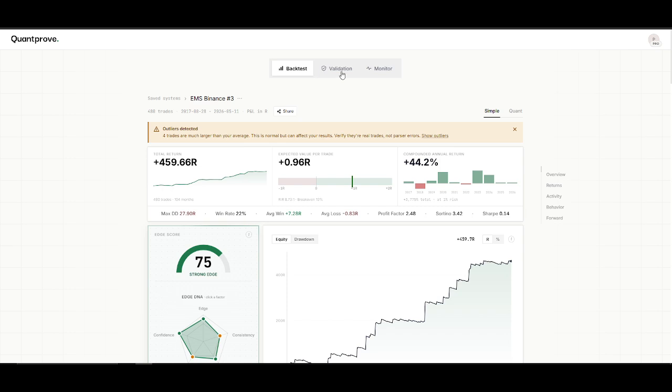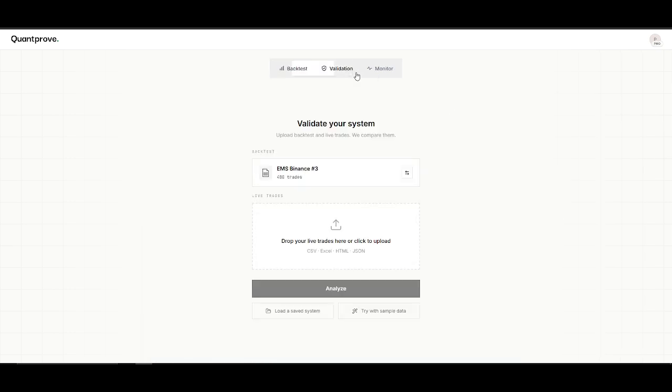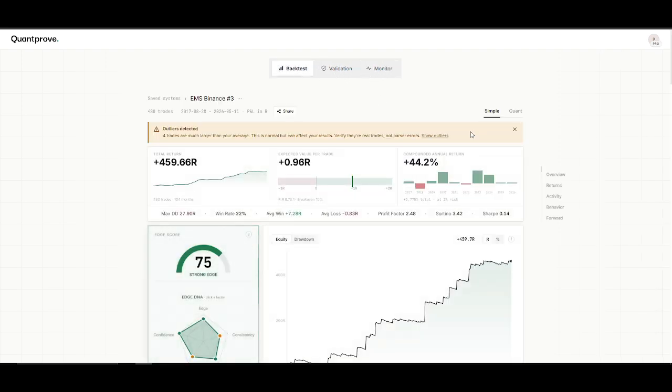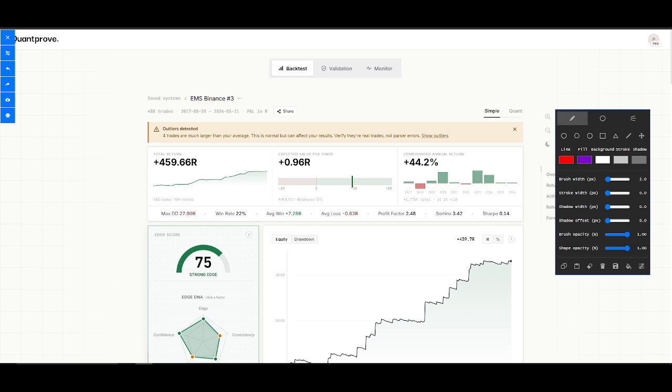They have right here backtest, validation, and monitor mode to see if your live data correlates with the backtest, and if the live trades that you execute day by day follow the expected value from your backtest. Simple view, quant view. So there is a lot of information right here, but I want to highlight, step by step, everything that we have been discussing on the channel.